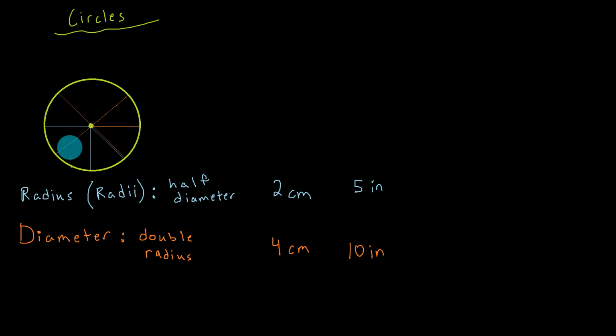So the diameter is a straight line. It starts at one edge of the circle, passes straight through the center, and stops at the other edge of the circle. The diameter is double the size of the radius.